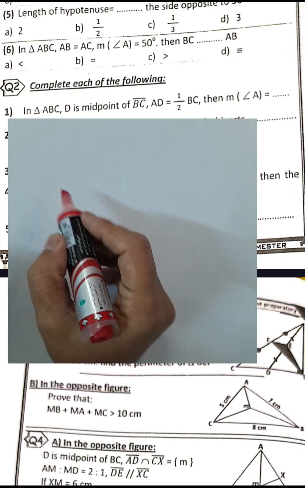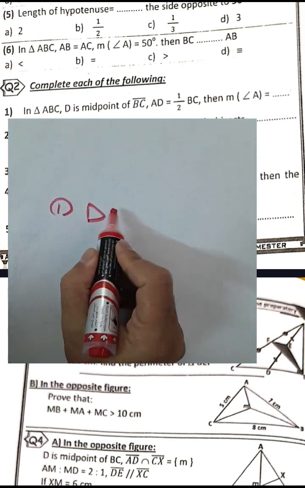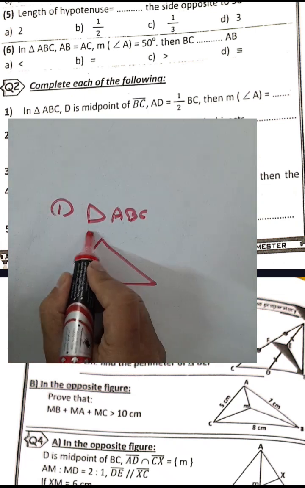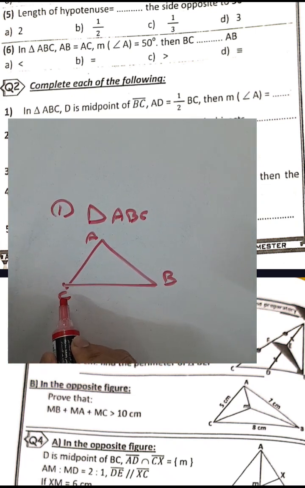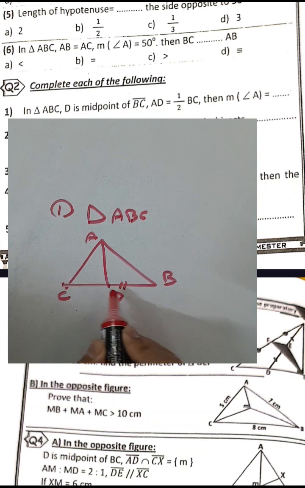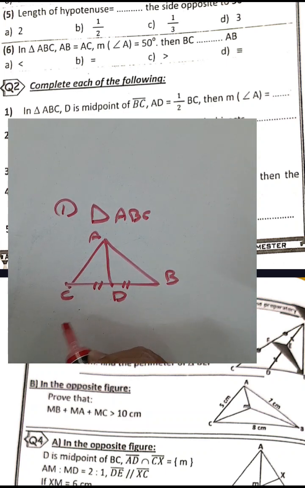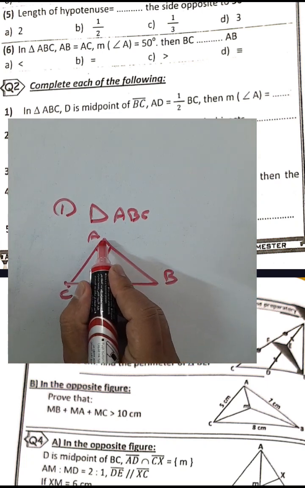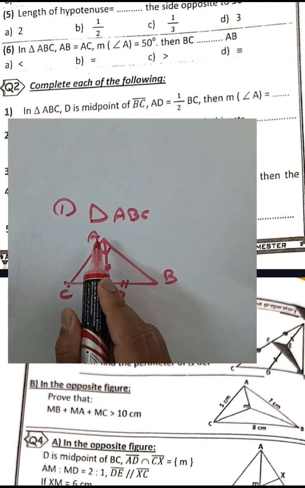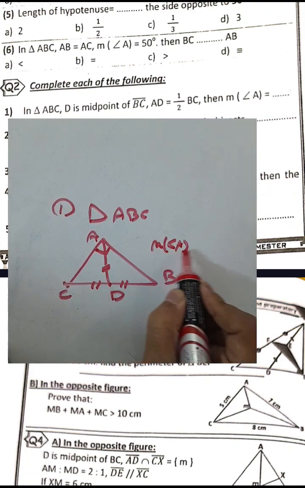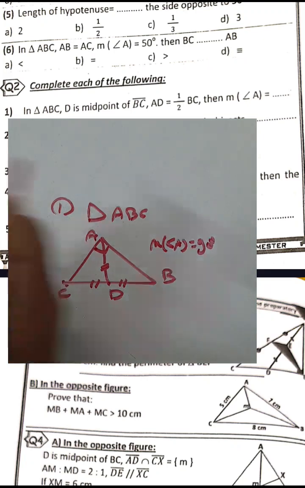Question number 2 complete. Number 1. In triangle ABC, we have a triangle here. D is the midpoint of BC. We have D here as the midpoint. Then we have the median, and AD is half of BC. Then angle A will be what? 90 degrees. The measure of angle A will be 90 degrees.